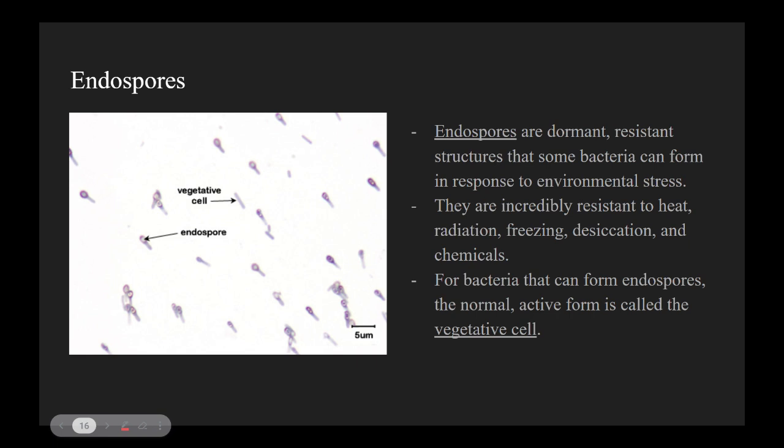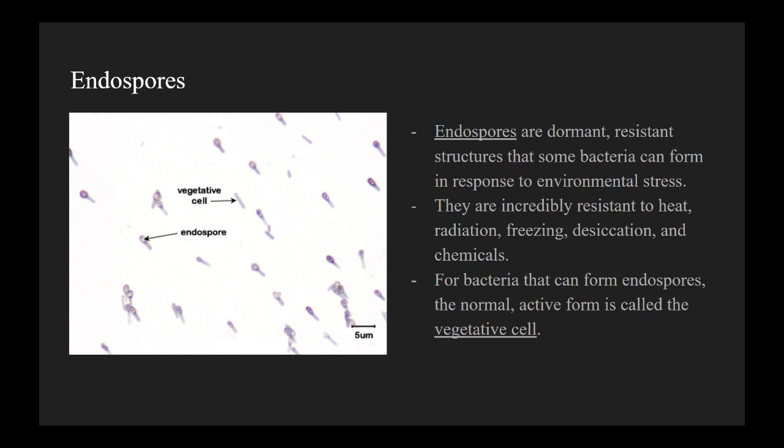All right, so let's cover endospores. Endospores are special structures that some bacteria can form, and they're extremely resistant and dormant forms of the bacterium. So the bacteria aren't dividing, they're minimizing their functions. It's like they're hibernating.